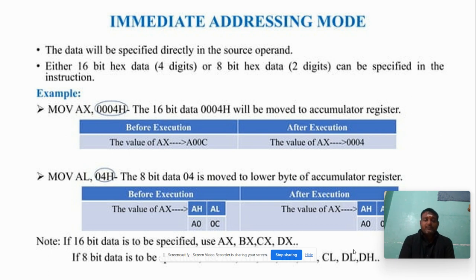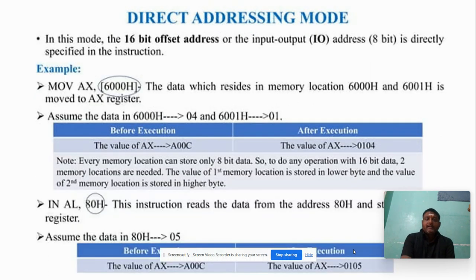Okay. Next, we go for direct addressing mode. In this mode, the 16-bit offset address or the 8-bit input output (IO) address is directly specified in the instruction. This is called direct addressing.